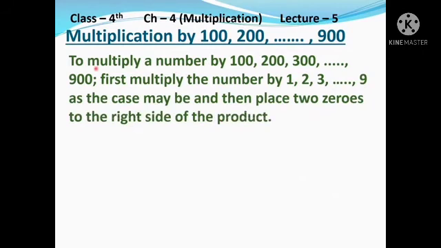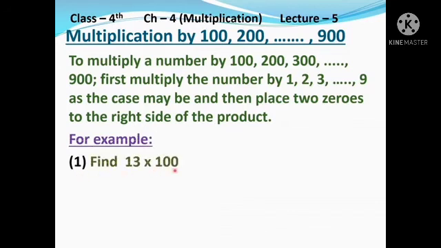Now see, to multiply a number by 100, 200, 300 and so on up to 900, first multiply the number by 1, 2, 3 and so on up to 9 as the case may be, and then place 2 zeros to the right side of the product. Clear?